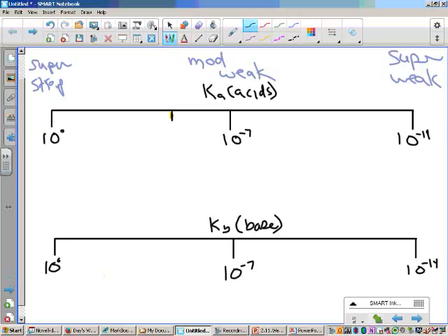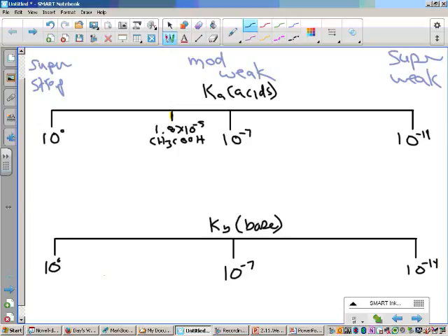I want to put it right in here. And could you tell me the number again? 1.8. So I'm going to put here 1.8 times 10 to the negative 5. And this is acetic acid, CH3COOH.